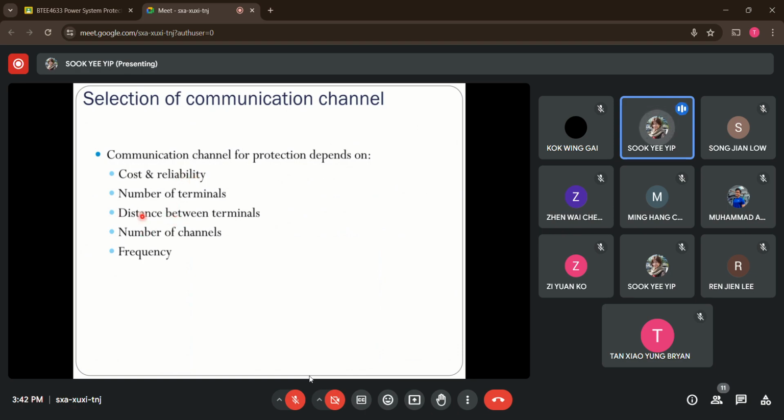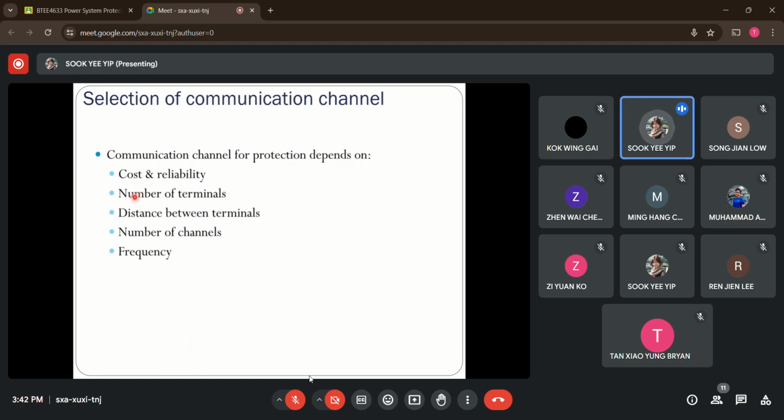So how far you need to transmit this signal also will affect the choice of communication channel you can use. So for example, if you want to have the signal exchanged over a further distance, you might actually use the microwave system.